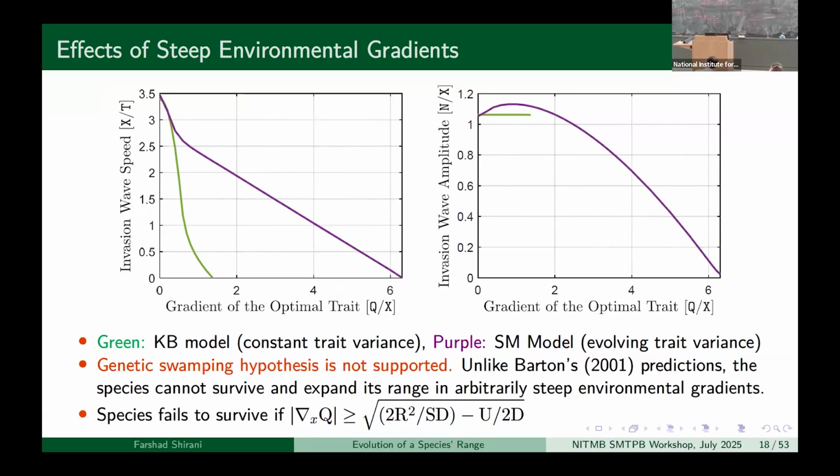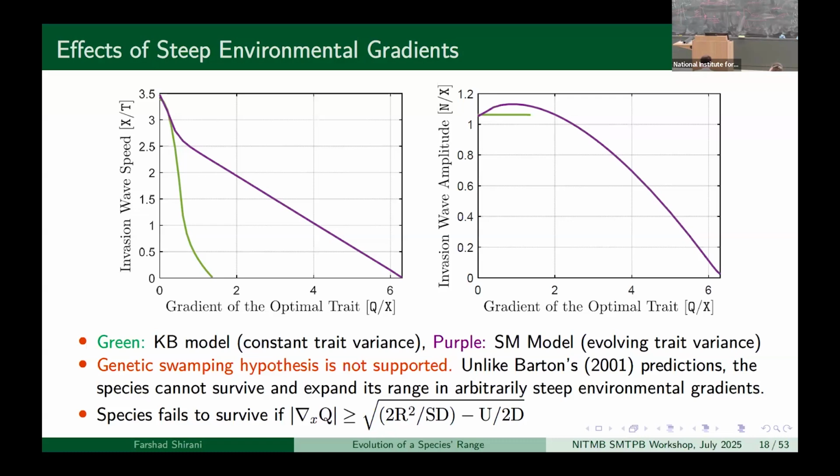So in Kirkpatrick-Barton, you see that there is a critical gradient at which the wave speed goes to 0 while population density is non-zero. That is the bifurcation point where genetic swamping is going to pin your ranges. But we don't see such a thing here. We just see that when the trait variance can evolve, the wave expansion speed goes to 0, but at the same time, population density also goes to 0. So there is a critical gradient at which the population is going to go extinct. But we don't see any range limits caused by genetics.